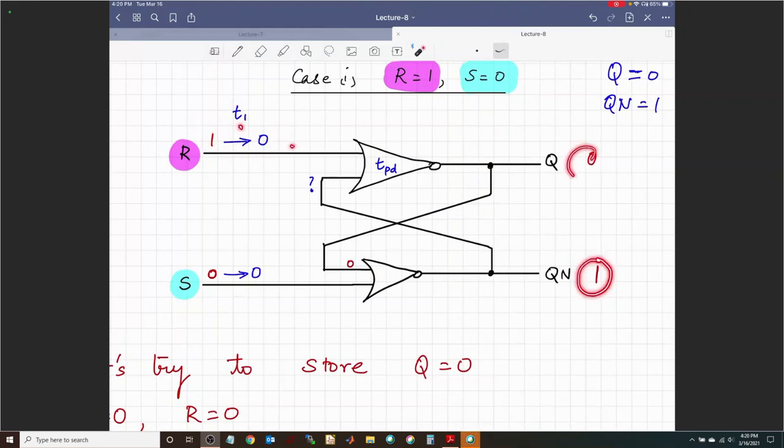Maybe this guy will change and that guy will change. It is going to take you some time for it to try to change. Maybe it will, maybe it won't. But at the moment, as you're changing the input, this guy is not going to change. So you see here, propagation delay is actually helping you store things, right? Because this one is going to be available over here at this point. So from before, this one is still there.